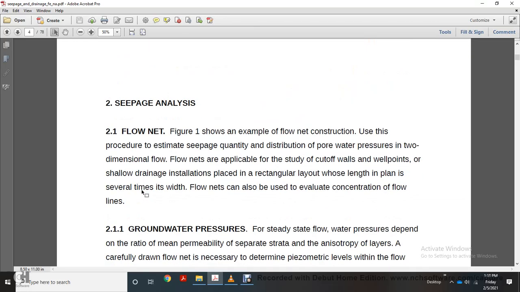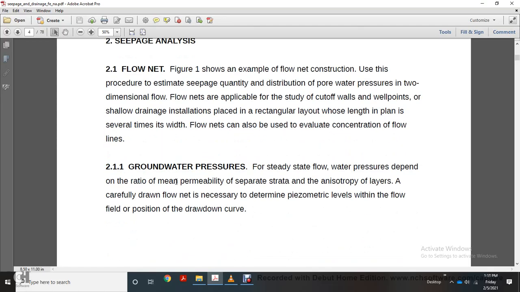Alright, 2. Seepage analysis, flow net. Figure 1 shows an example of flow net construction used for estimating the quantity of seepage, with the distribution of pore water pressures in two-dimensional flow. Flow nets are applicable to study cutoff walls, well points, or other shallow drainage. Inspection is placed with a regular rectangular layout whose length in plan is several times its width. Flow nets can also be used to evaluate concentration of flow lines.